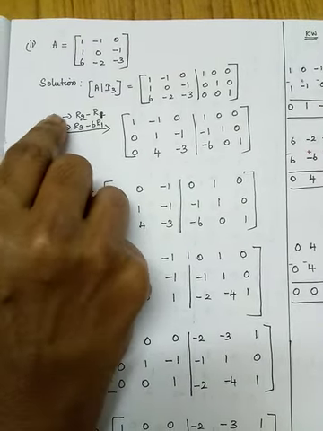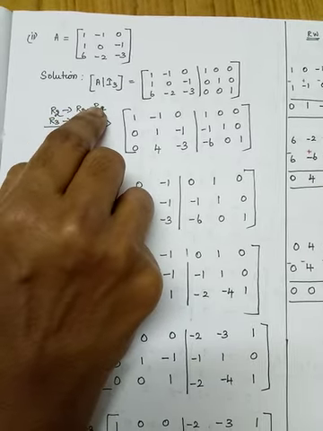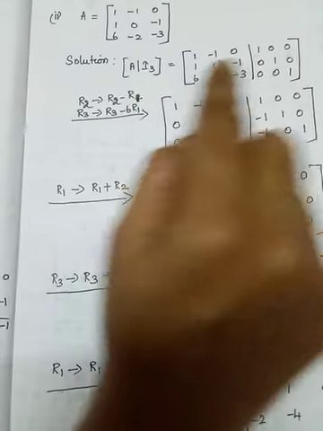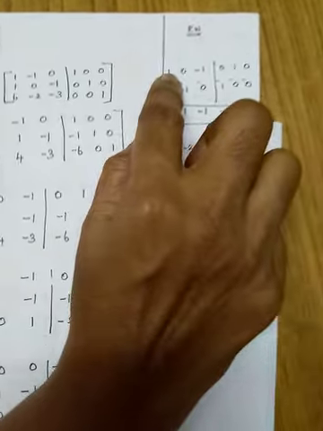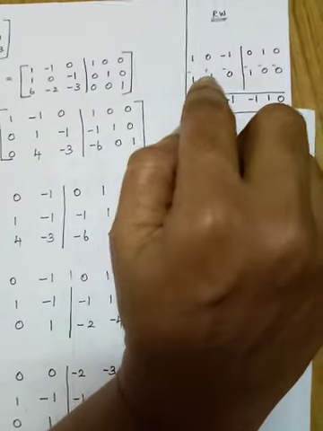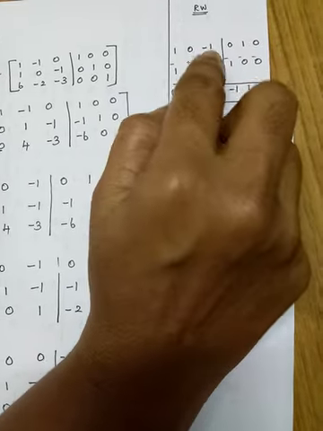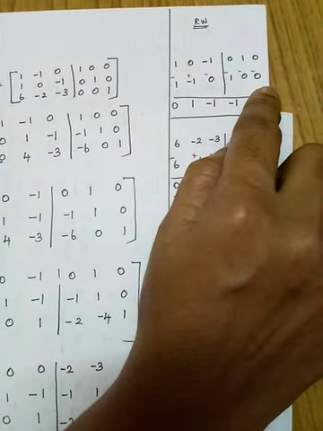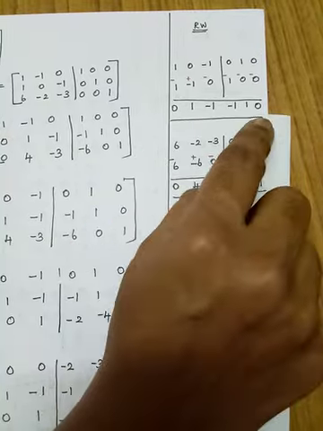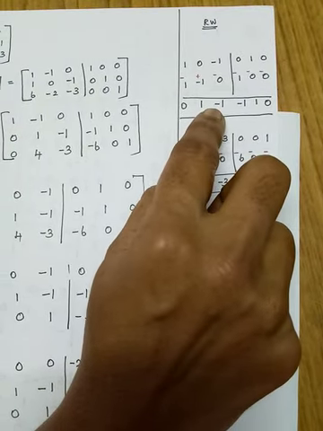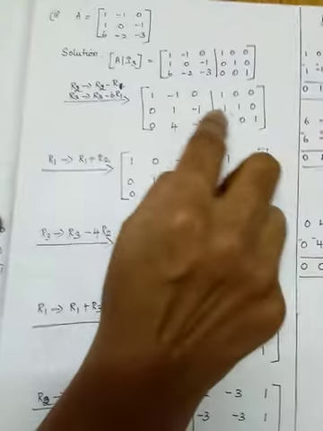What transformation? R2 implies R2 minus R1. Okay, just a subtraction. You look at here. R2 I have written. Next, the R1 elements are written. In between you are having subtraction, so I have changed the sign. When you change the sign, you will get the answer. This answer you have to write in the place of R2.